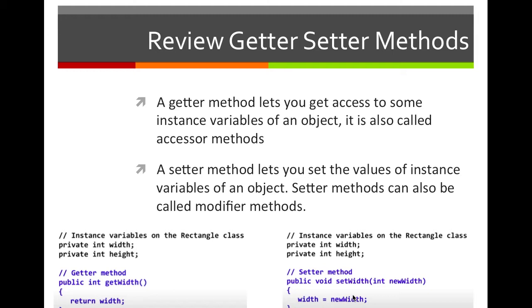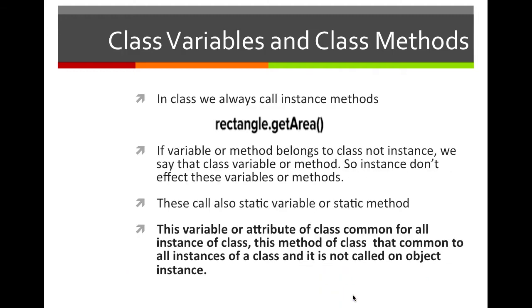All right. So let's come to today's lesson, class variables and class methods. In a class, we always call an instance method, like rectangle.getArea. So getArea is our instance method. Rectangle is our object name. So we call the instance methods from the run method.